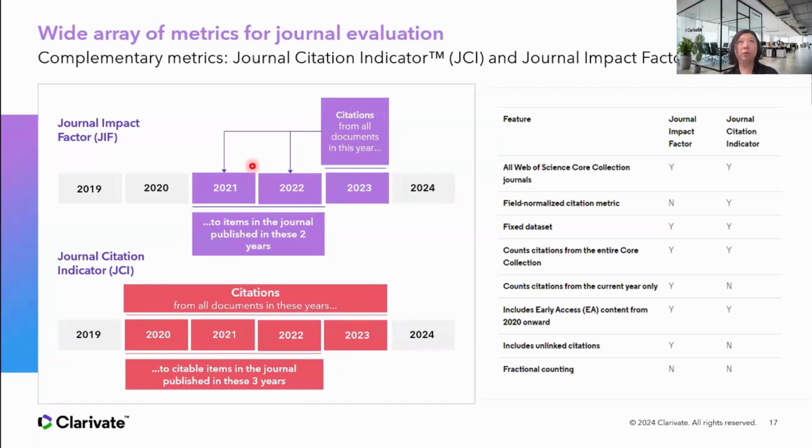Yeah, later on when I go into the JCR platform, I'll show you how you can use both together as well, because out of all the list of journals that are in the Q1 Journal Impact Factor range, sometimes you can differentiate between each journal based on JCI as well. Okay, so I'll show that to you later on in the demonstration.